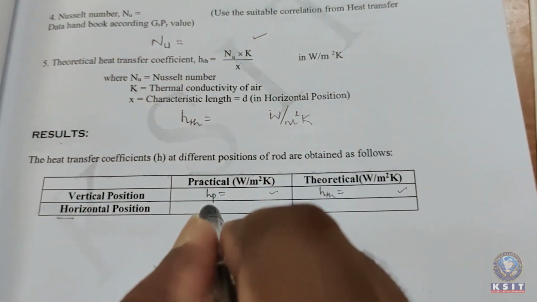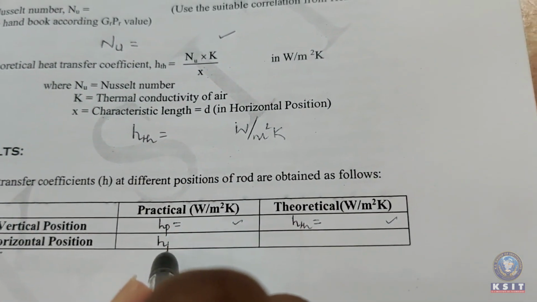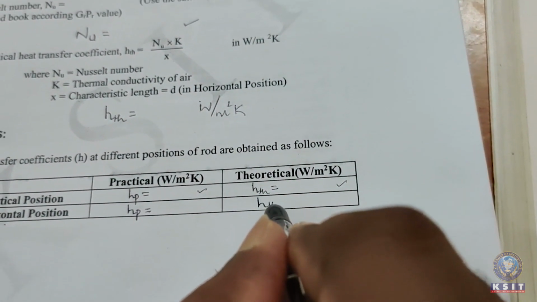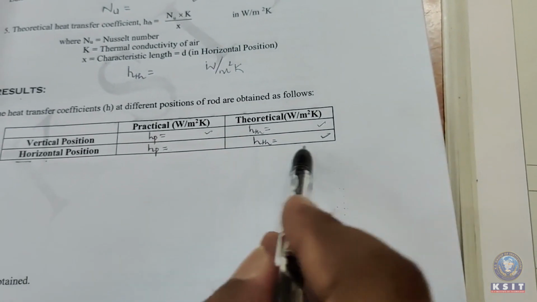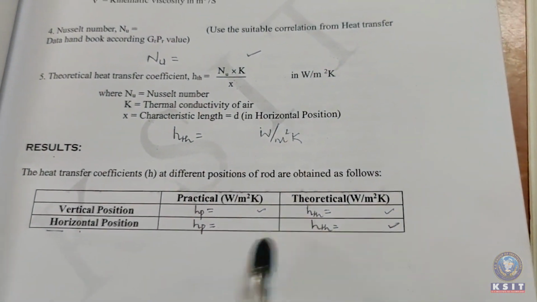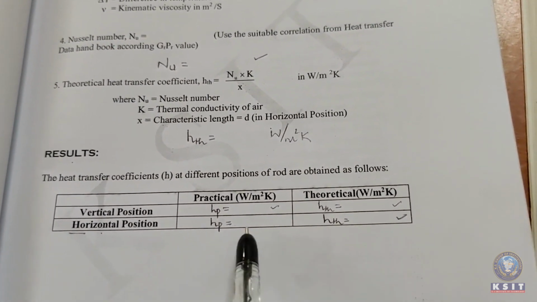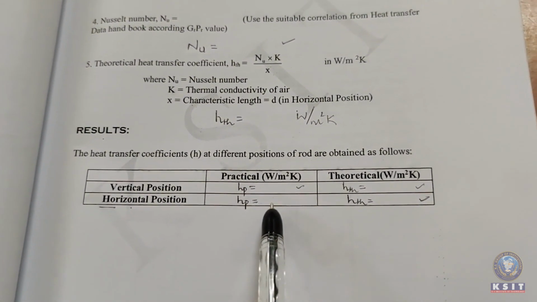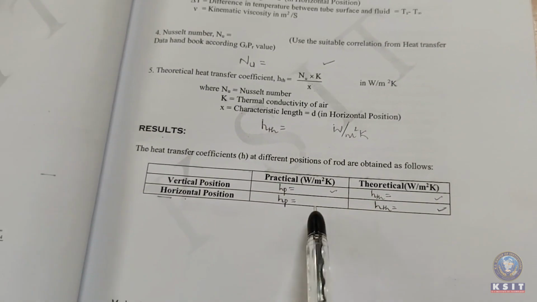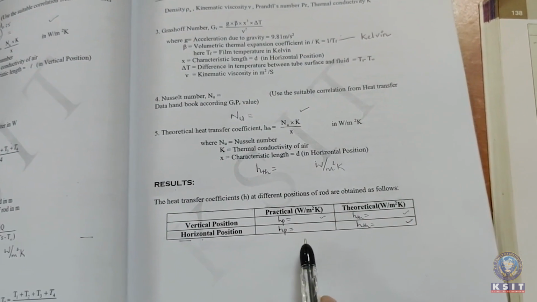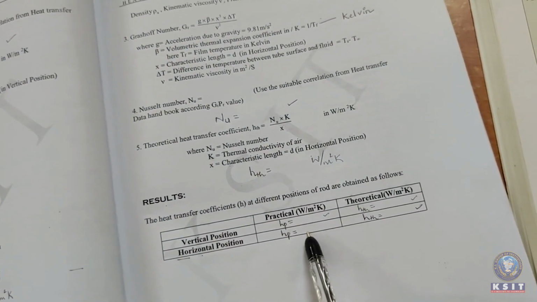Take these two values and write them in the result. What I am writing now is the h practical value of the horizontal position and the h theoretical value of the horizontal position. The two values will not be the same because of the huge heat loss happening during convection heat transfer, and the flow will not be steady, and the density variation will not be according to the property values available in the data handbook. Because of these reasons, the two values will not be the same.